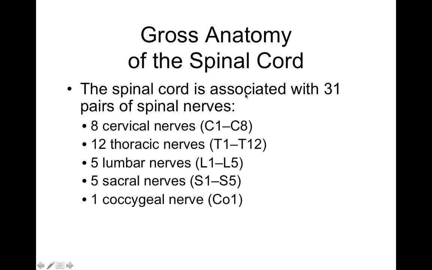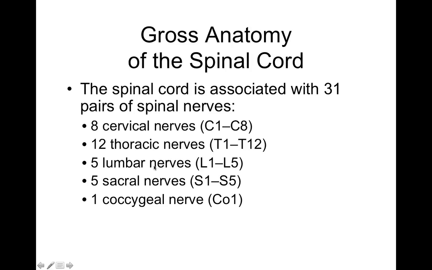Now, in terms of the gross anatomy of your spinal cord, we have 8 cervical nerves, 12 thoracic, 5 lumbar, 5 sacral, 1 coccygeal. And so why do we have 8 cervical nerves instead of 7? Because the first one emerges between C1 and the occipital bone. So you have an extra nerve there in terms of the number of cervical vertebrae. So that's why we have 8 cervical spinal nerves. Other than that, though, the number of nerves correlates with the number of vertebrae.